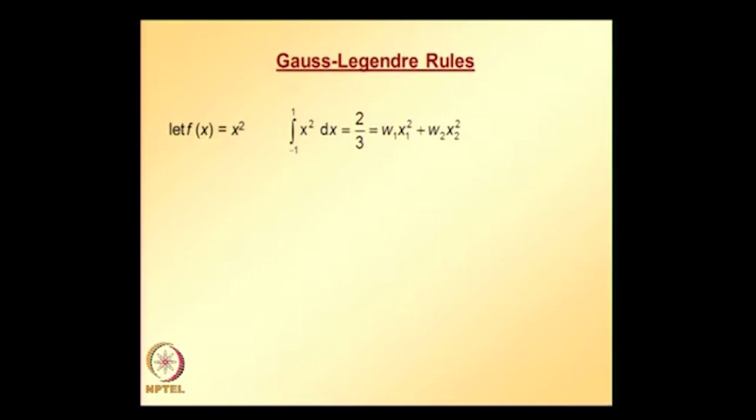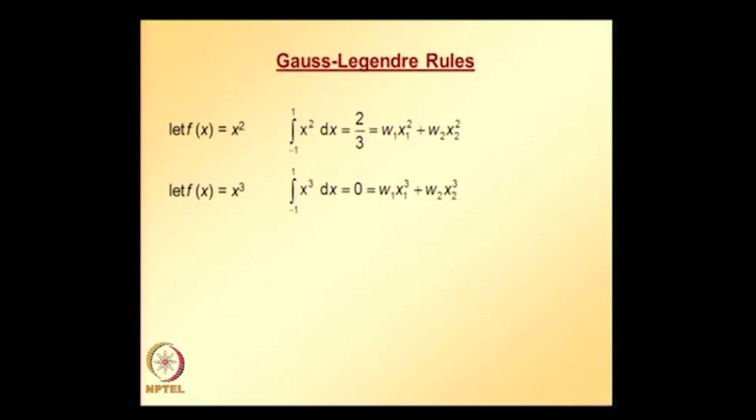So that gives us this equation: 2/3 is equal to W1 x1 square plus W2 x2 square, sorry. And f(x) is equal to x cube. Again, x cube is an odd function, we are integrating over a symmetrical domain, so the integral turns out to be 0. The function evaluated at x1 is going to be x1 cube, and at x2 is going to be x2 cube. So that results in this equation: 0 is equal to W1 x1 cube plus W2 x2 cube. So we got the 4 equations that we are actually looking for.